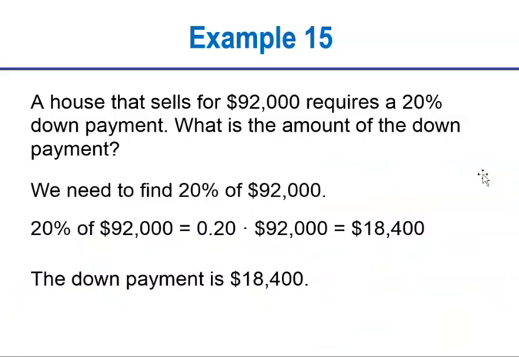So it says we need to find 20% of 92,000. That's the first way we introduced it. 20% of 92,000 is 0.20 times 92,000, which is 18,400. So we know the down payment is 18,400.